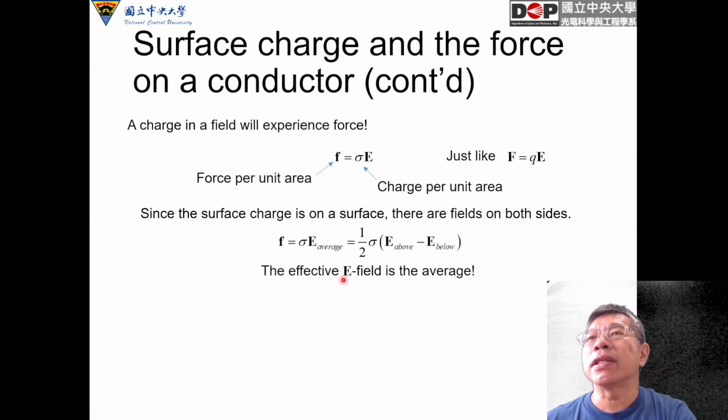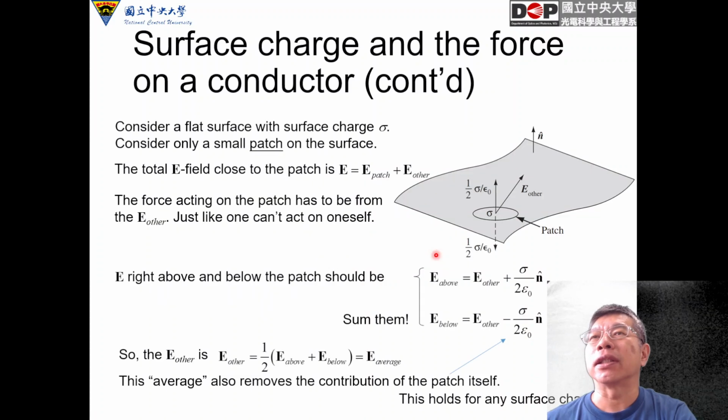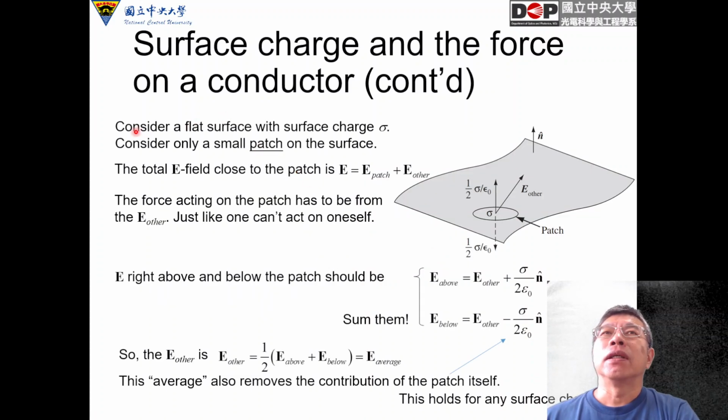The electric field is the average of the electric field on both sides. So the force area density, or force per unit area, is the surface charge density multiplied by the average field on both sides. That's it. So consider a flat surface with surface charge.